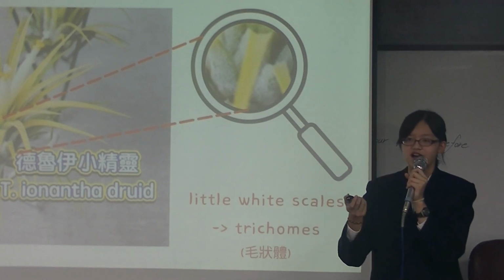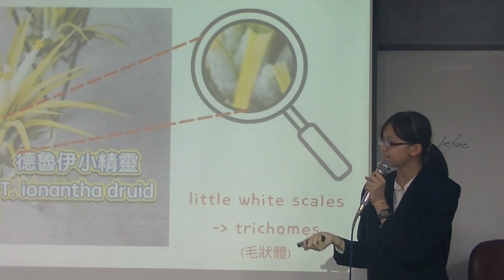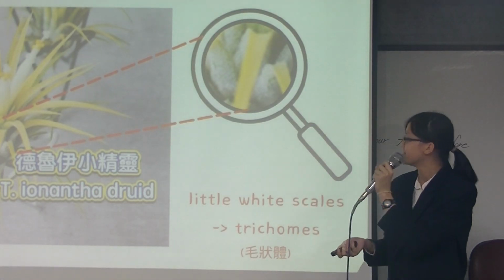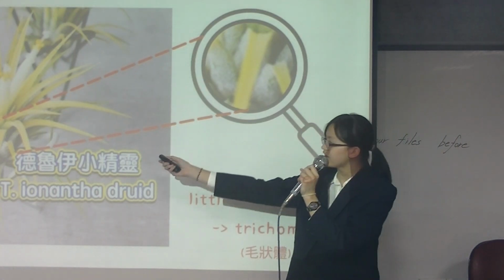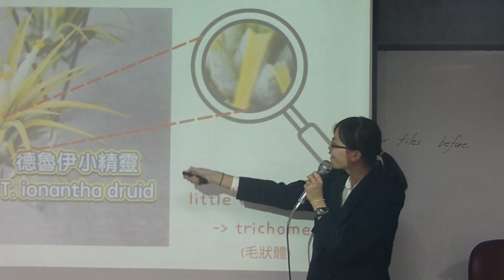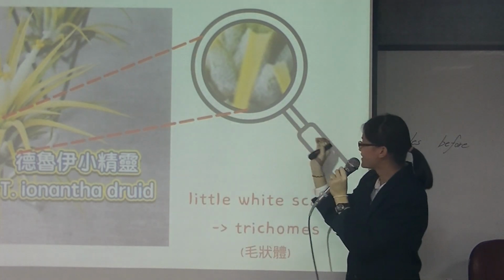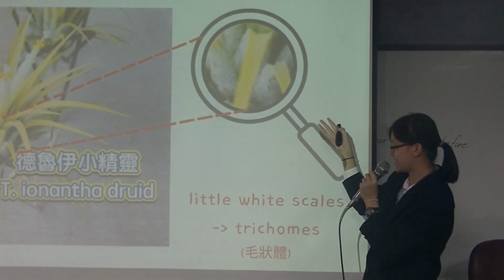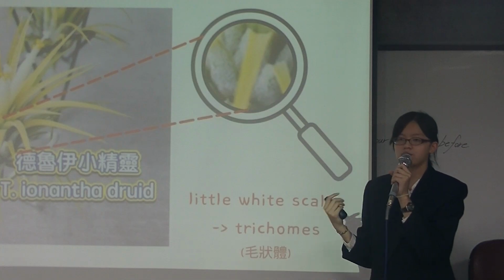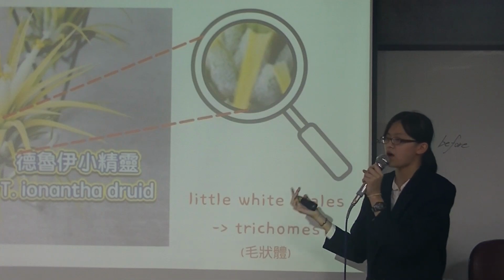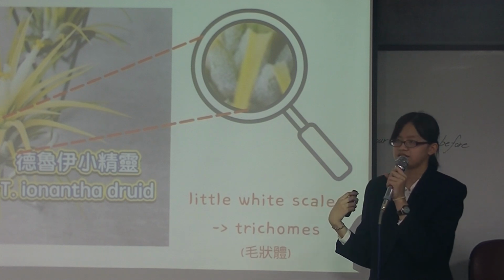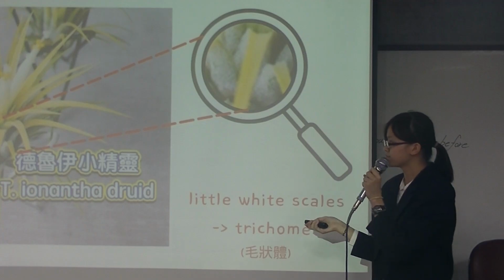Today I've brought one kind of Tillandsia, which is called Tillandsia xerographica. As you can see here, it has a yellow flower, and some little white scales here, which we call trichomes. These trichomes help the airplanes absorb water from the air, and it's a unique structure of airplanes.